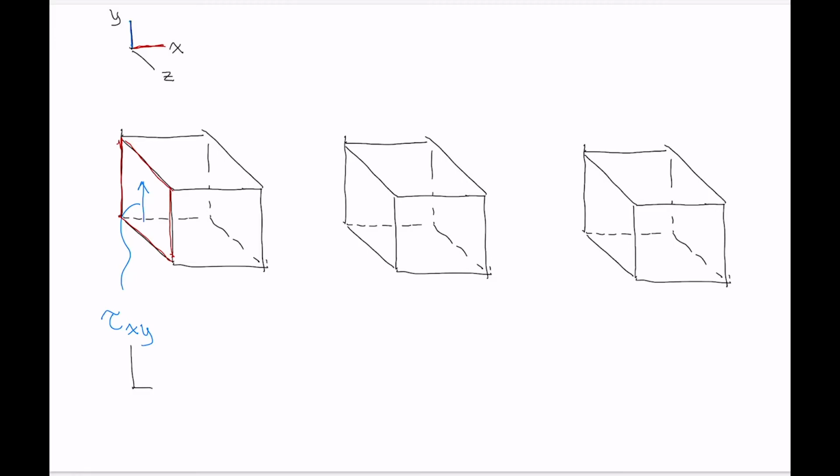So this is the axis that the face of tau is perpendicular to, and this is the axis that tau is parallel to.